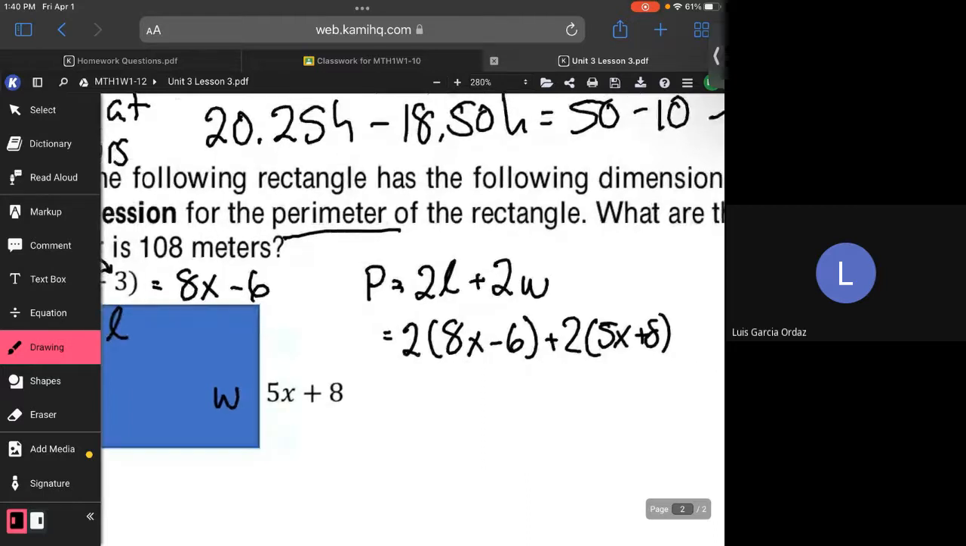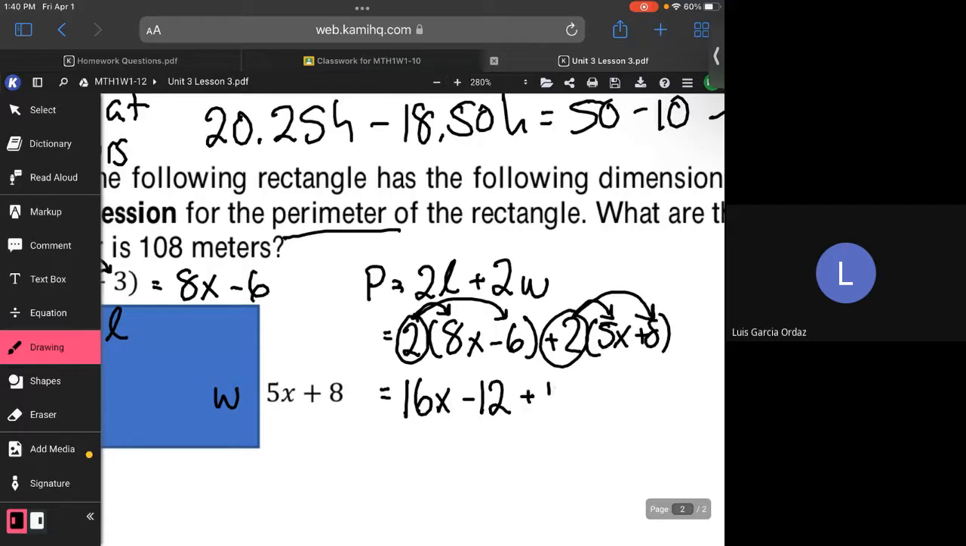So like we've been doing this whole unit, we have to distribute my numbers into their brackets. Can someone tell me what the first one simplifies into when you distribute? Matthew. 16x and negative 12. So 16x minus 12. What is the next one? Yazin. 2 times 5x is 10x. And then 2 times 8 is 16, plus 16.